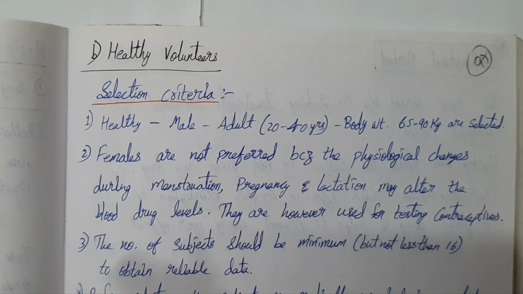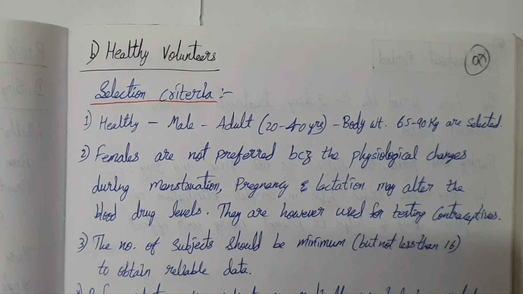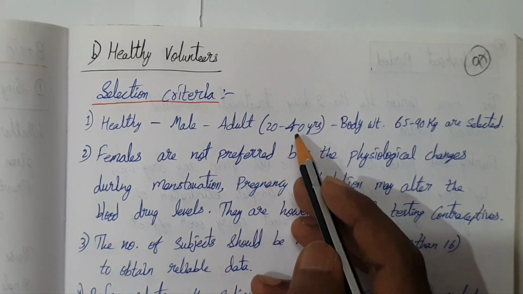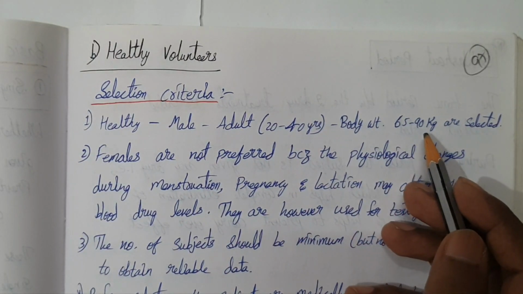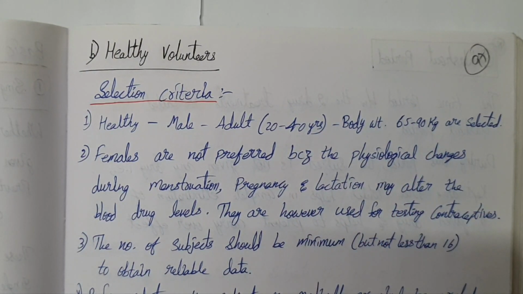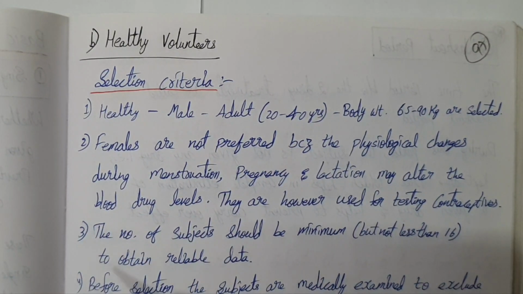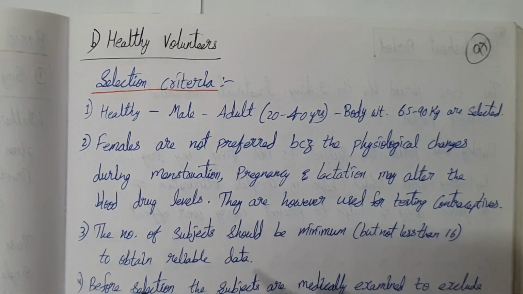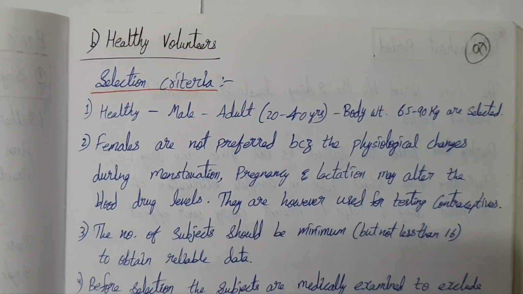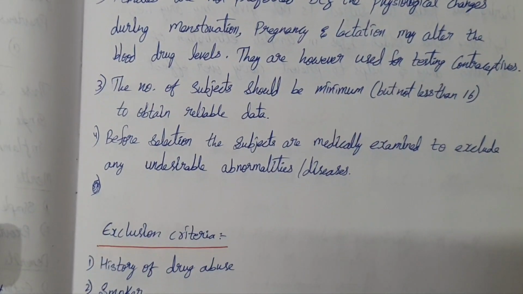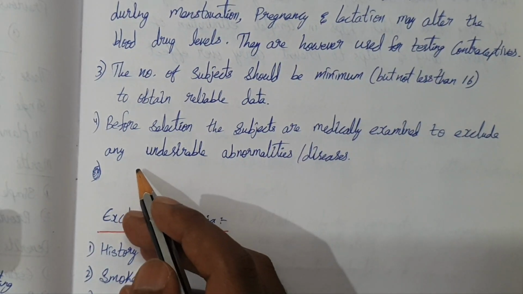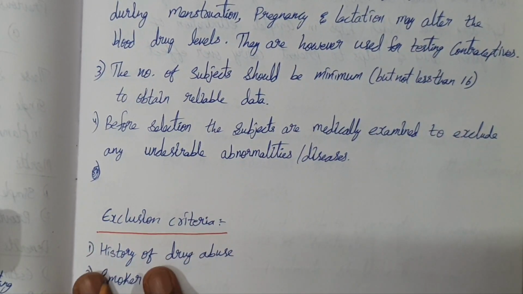Next, we are taking the healthy volunteers. Most bioequivalence studies use healthy adult males, typically aged around 20 to 40 years and weighing between 60 to 90 kgs. Why not females? Because menstruation, pregnancy, and lactation can alter the drug levels. Females are only included under strict conditions like using oral contraceptives to avoid fluctuations. Before selection, the subjects are medically examined to exclude any undesirable abnormalities or diseases.